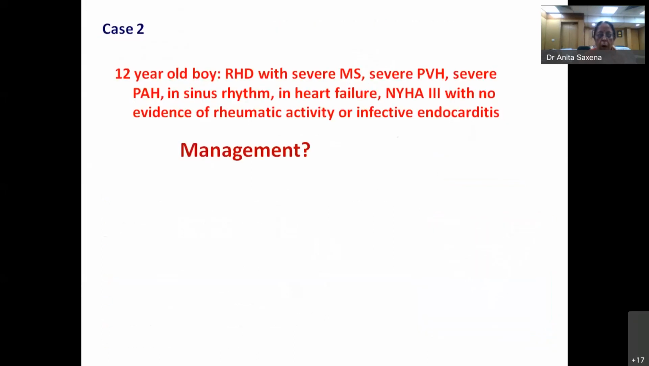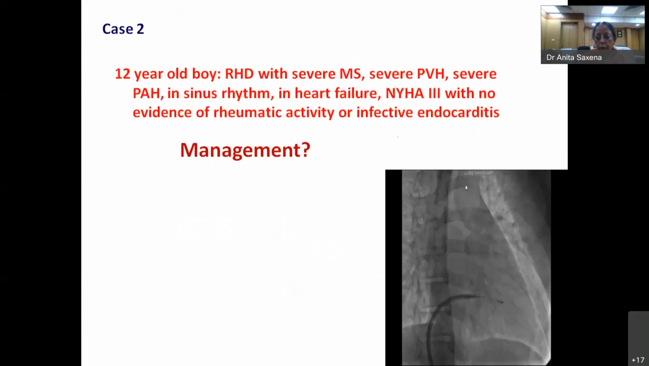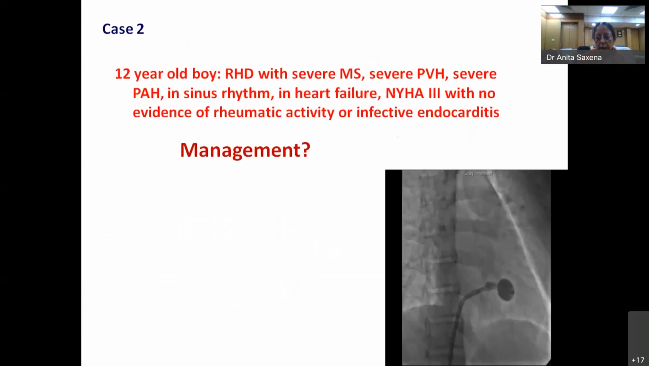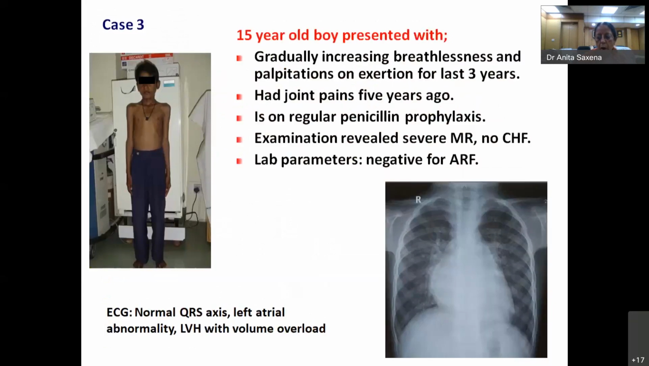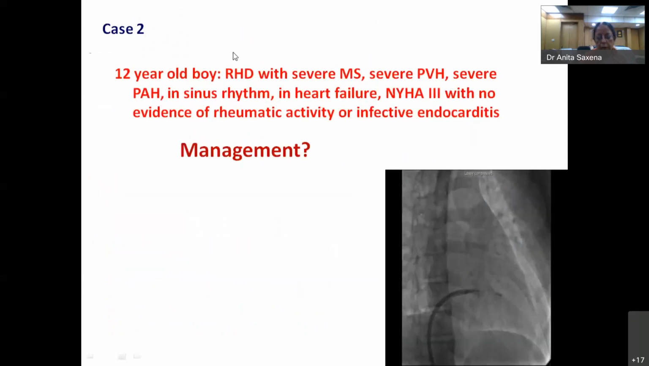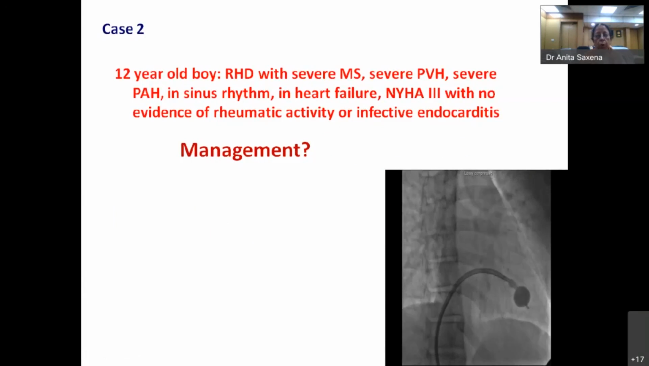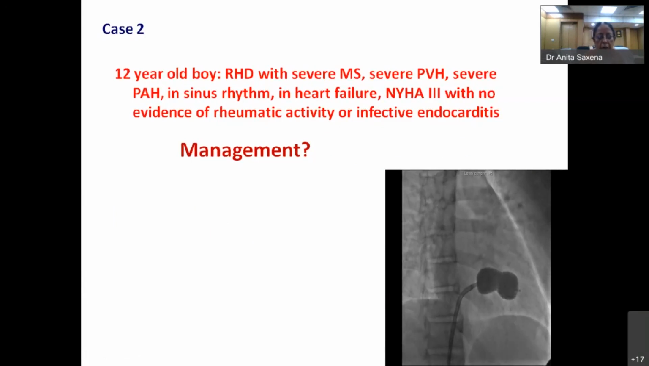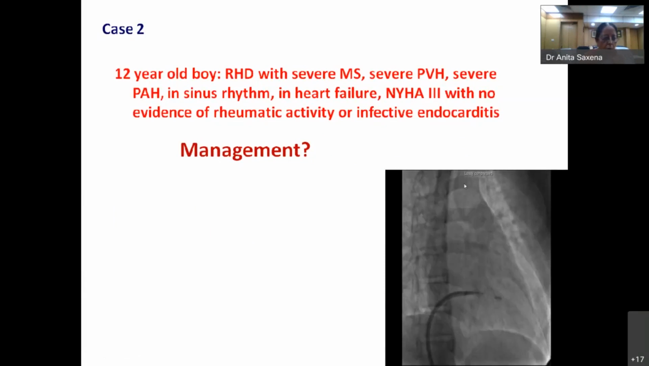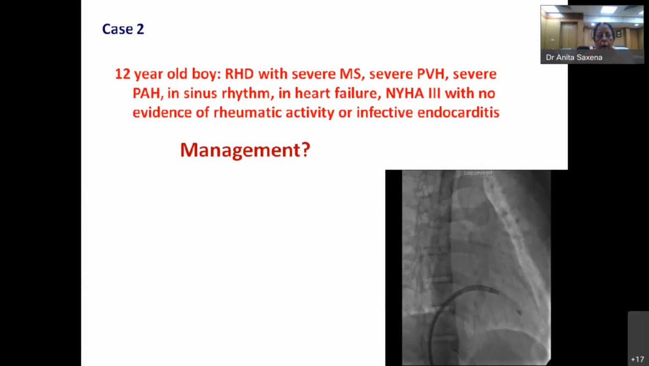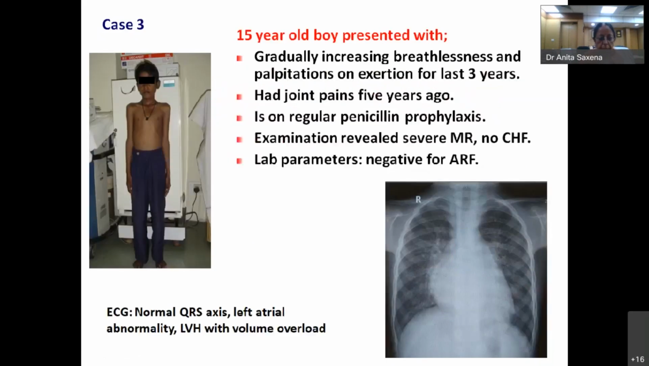So how do we manage the second case that we discussed, who is in severe MS? I think it's a very simple answer. You have to go for balloon mitral valvotomy. So that is how we have to treat them. Fortunately, that's a good modality for most of these patients, although it is not curative. Many of these patients will come back with restenosis, but the rates are rather low, and therefore patients may go on for 10 years or even 15 years without another intervention.